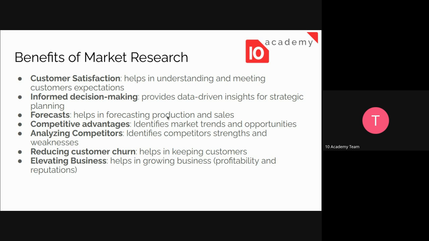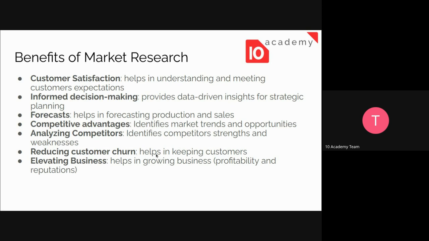It will help us also to know when our customer will buy our product. So we will not be waiting, or testing our product at the wrong time. So we'll always meet the expectation of our customers. So the first benefit is customer satisfaction. And the first one is linked to the last one, reduction of customer churn.